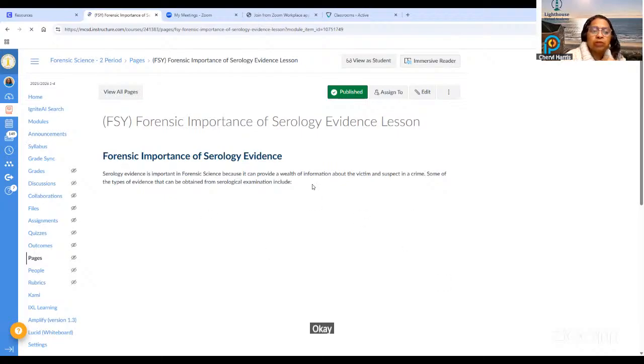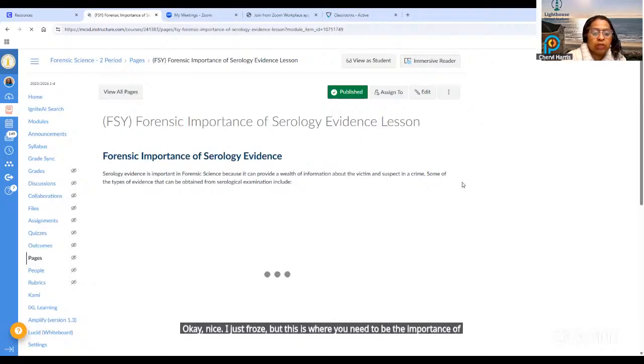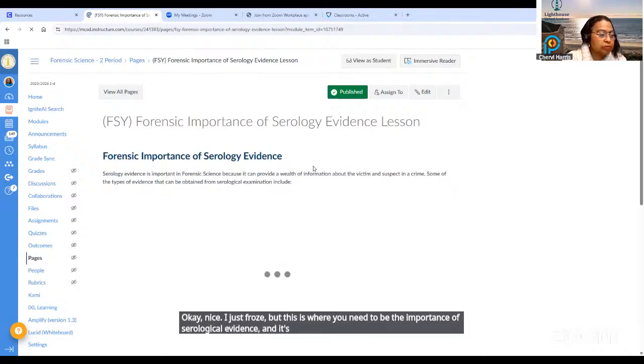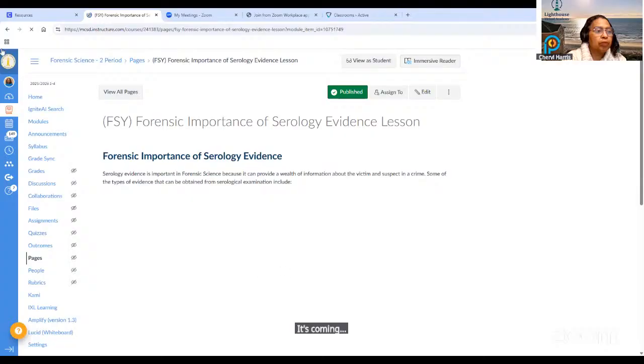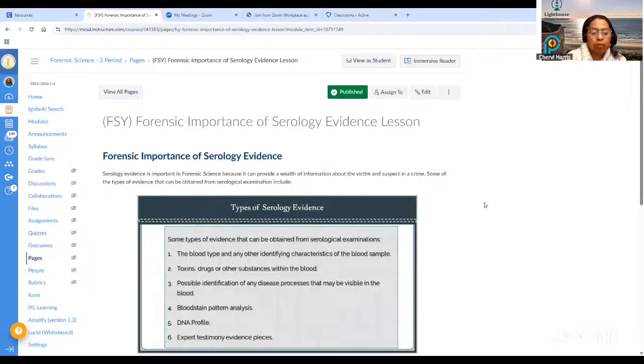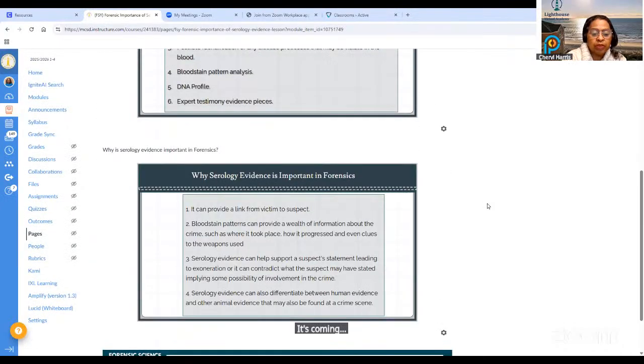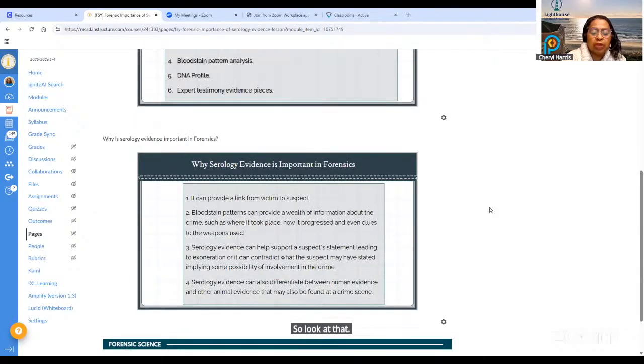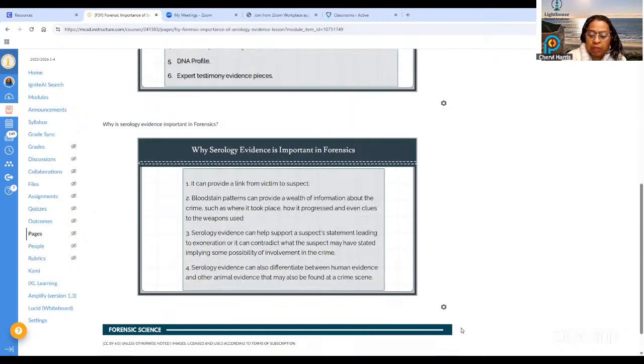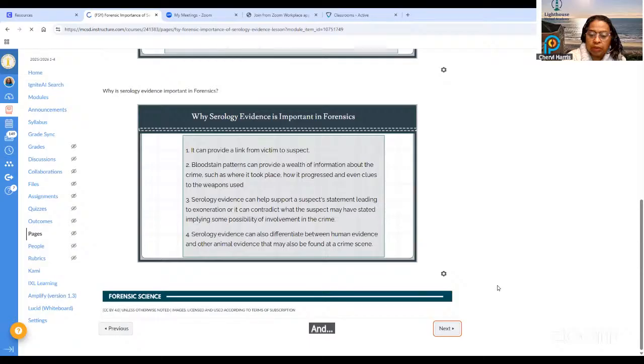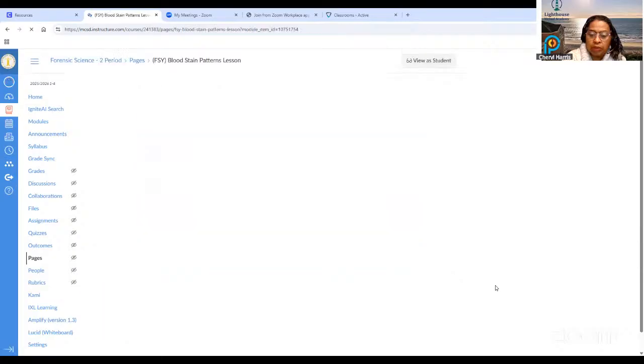Okay, my thing just froze, but this is where you need to be, the importance of serological evidence, and it's coming. It's coming. All right, so look at that, and here we go.